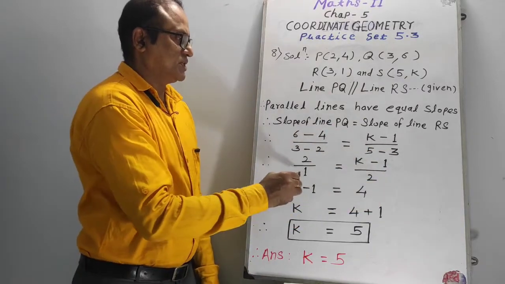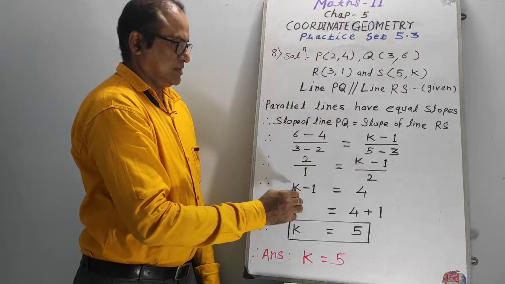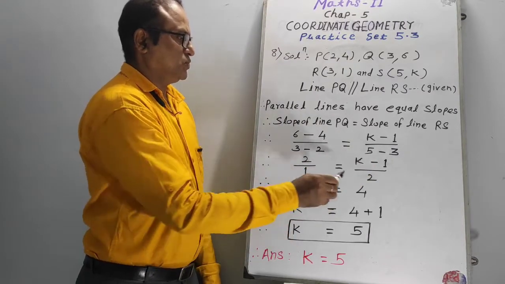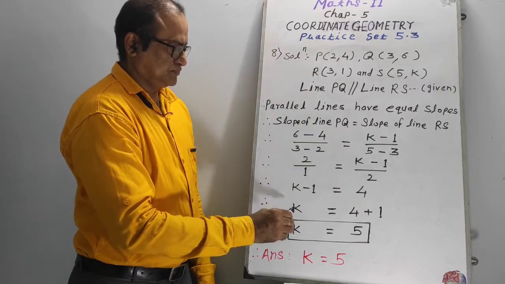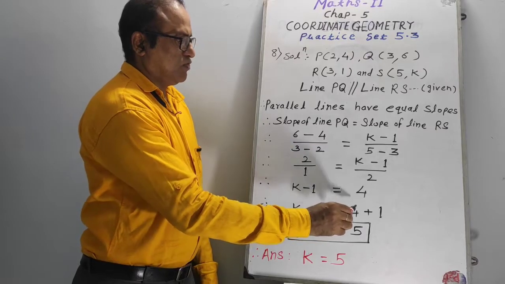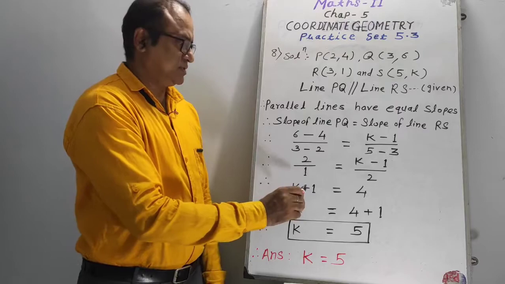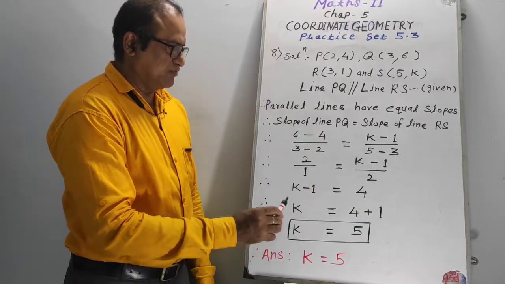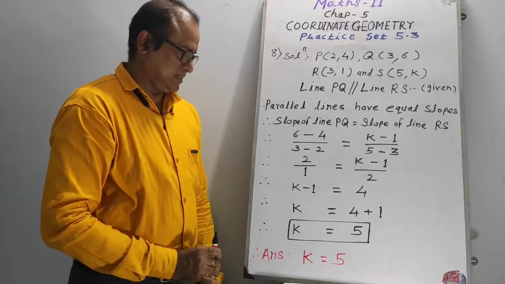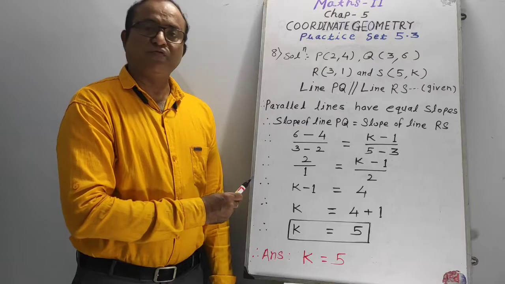Therefore, by cross multiplication, 1 into K minus 1, K minus 1 is equal to 2 into 2, which is 4. Therefore, K is equal to 4 plus 1. After transferring the term, the sign gets changed. Minus 1 becomes plus 1. Therefore, K is equal to 5. Therefore, the answer is K is equal to 5. All of you understood this?